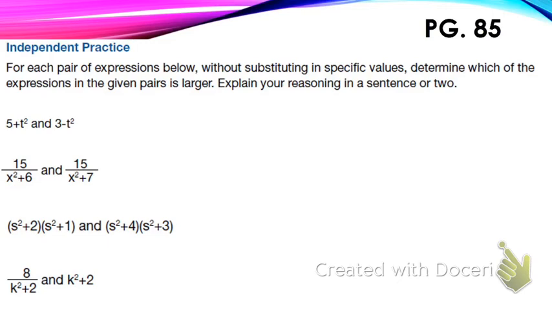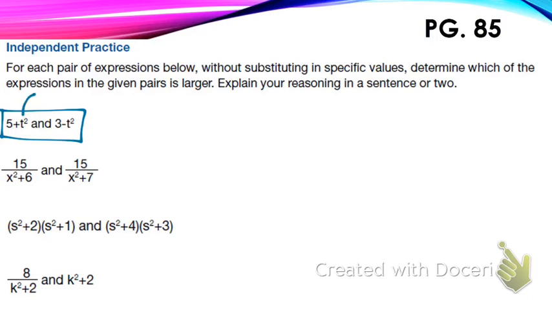Question? Again, if you're still working on your posters, that's okay. How would I tell in an expression pair which one's bigger? Why? 5 is bigger than 3. Are the other operations the same? No. One is 5 plus t squared. The other one is 3 minus t squared. So which one's bigger? 5 plus t squared.